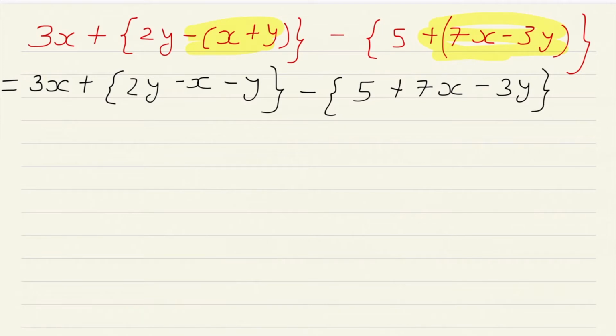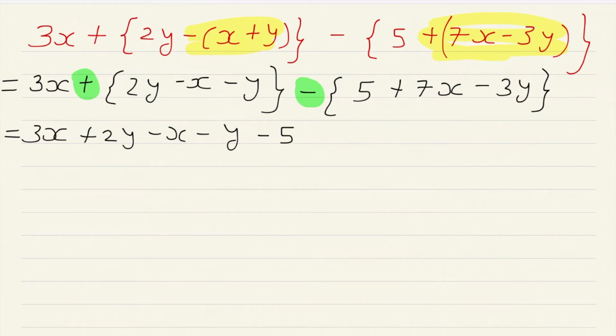Now we are going to remove the remaining parentheses, the outer parentheses. And this one has plus, this one has negative. So 3x, since this one has plus in front of it, we can just bring the terms out as they are. So that's plus 2y minus x minus y. This one has negative in front of it, so we will change the sign. So that's negative 5, negative 7x, and plus 3y.